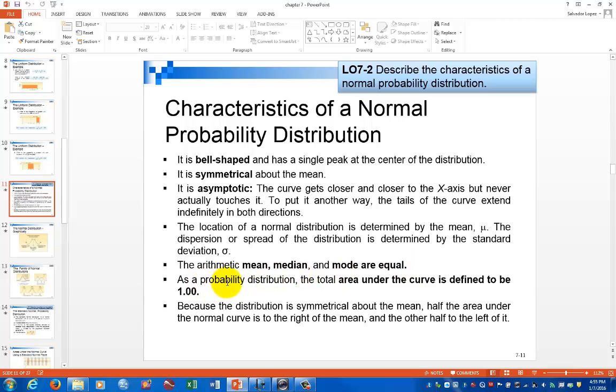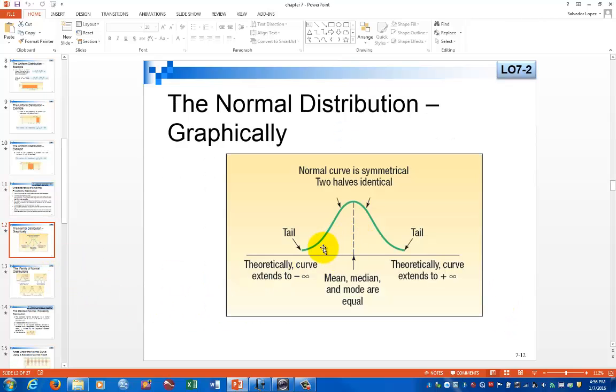As a probability distribution, the total area under the curve is defined to be 1.0, or is equal to 1. Because the distribution is symmetrical about the mean, half the area under the normal curve is to the right of the mean, and the other half is to the left of the mean. So in other words, to the left, the area should be 0.5, and to the right, the area should be 0.5.